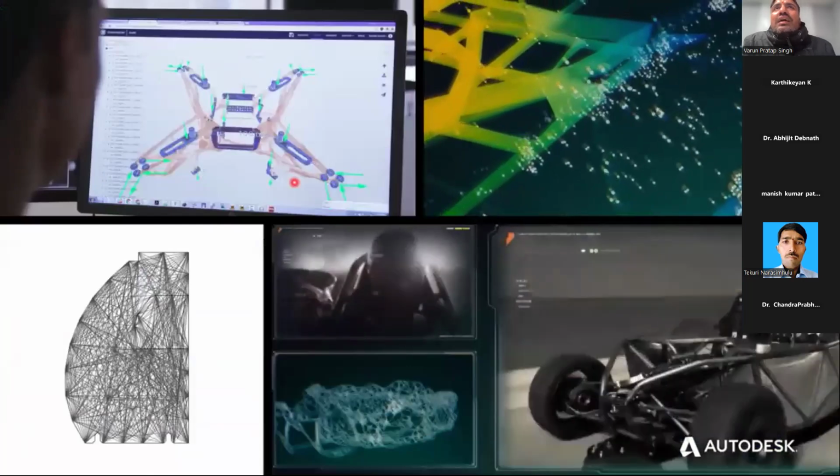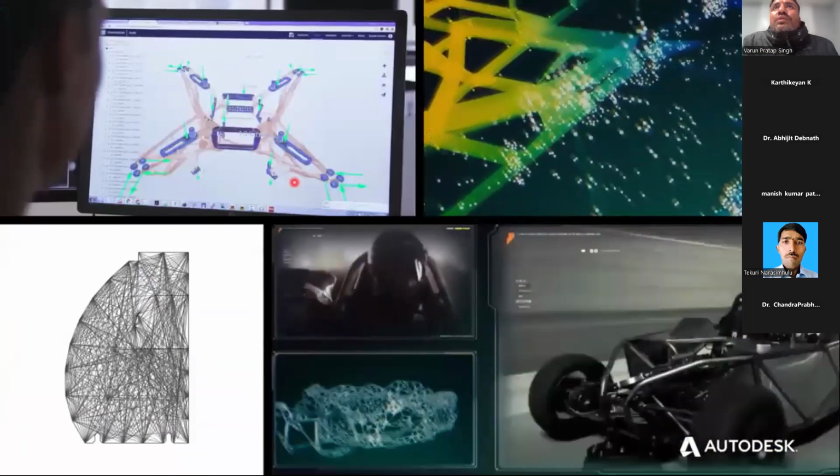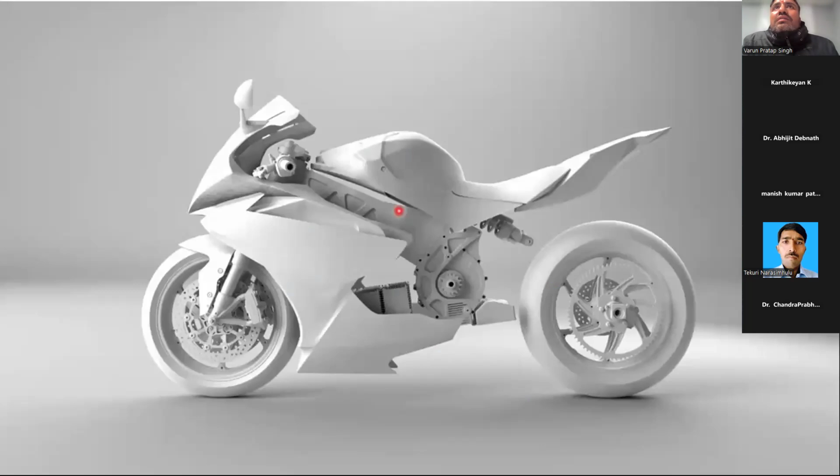Autodesk already has this software feature. You can see, if you are going to use these things, this is something really near to how nature thinks, with so many permutations and combinations. And I'm giving you another example over here.